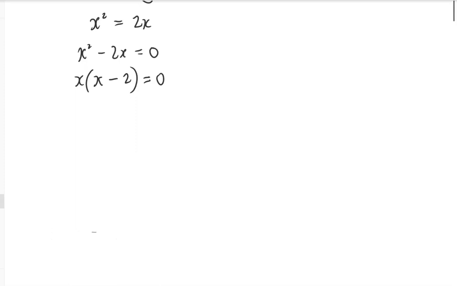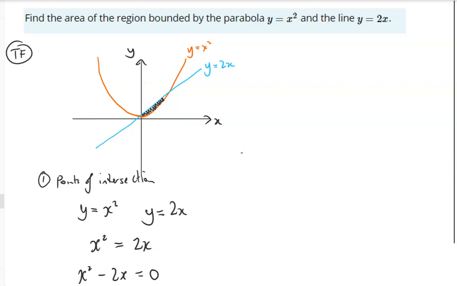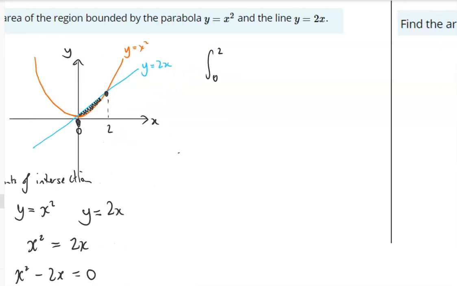Right, so how do I then find my values for x? Null factor law. Oops, wish I could spell. Null factor law, okay? So therefore x equals 0 or x minus 2 equals 0, so x equals 2. So they're my points of intersection, ladies and gentlemen. If I scroll back up and have a look, does that look reasonable, 0 and 2? Yeah, okay. So in this case, we are going to integrate between 0 and 2.